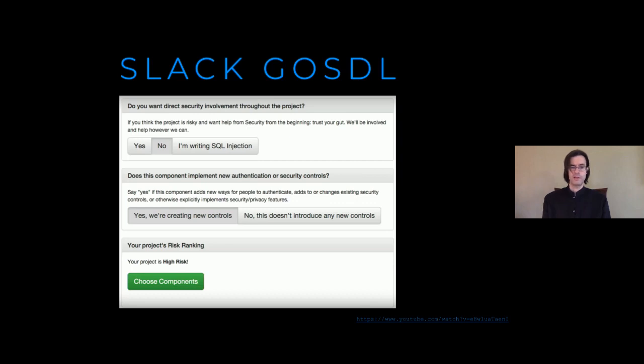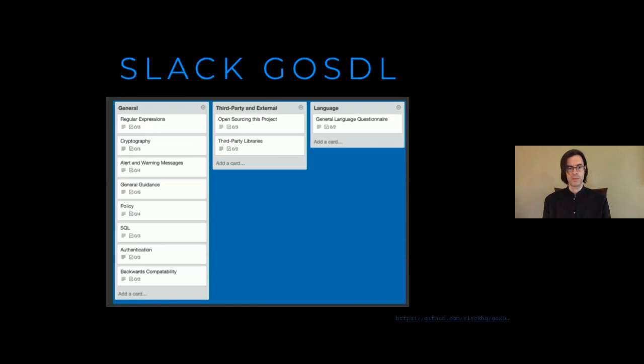In 2018, Slack open sourced a web application that they developed to collect information about new projects and automatically produce checklists of security considerations for the development team. This tool is sort of interesting because it's an example of shifting all the way to the left. The answers to the survey are used to produce a Trello board or Jira tickets for the team.